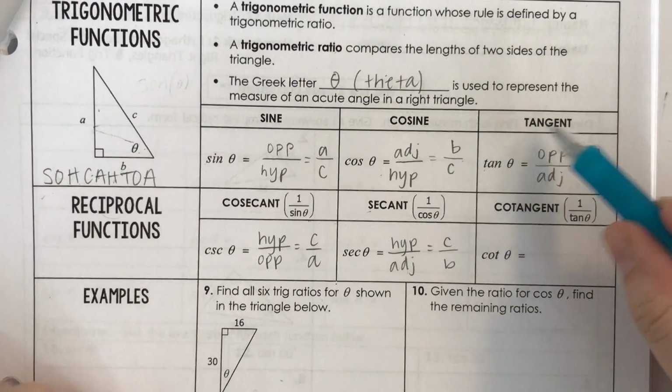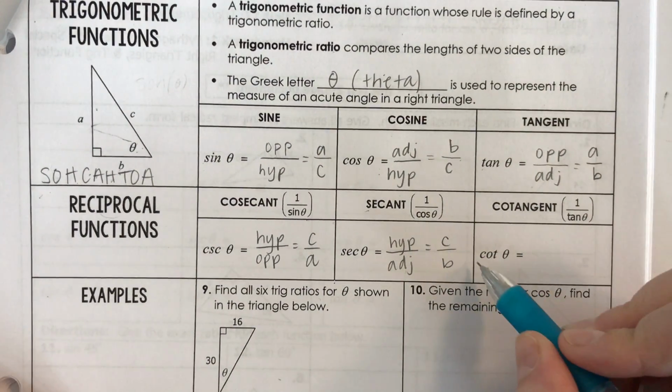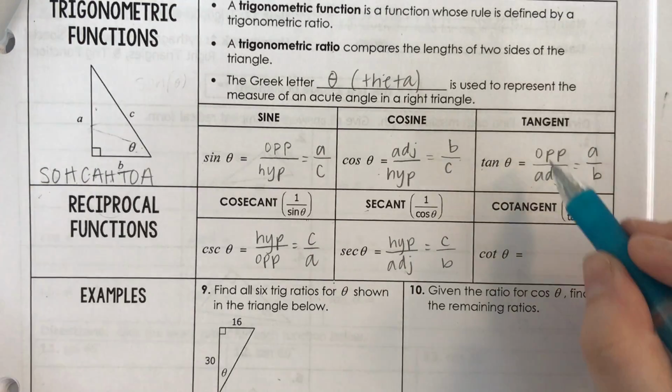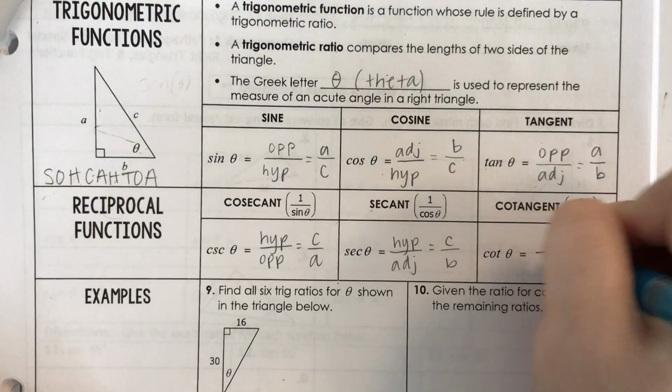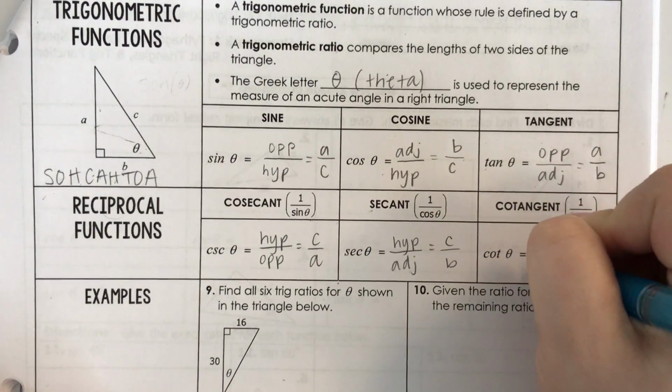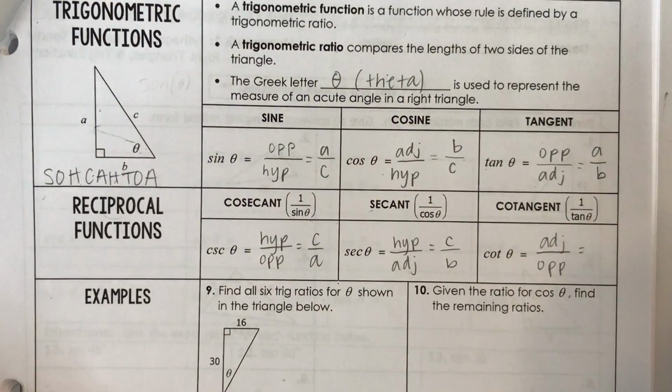So anyway, tangent has cotangent, abbreviated COT, C-O-T. So if tangent is opposite over adjacent, then cotangent is adjacent over opposite. And this would be B over A.